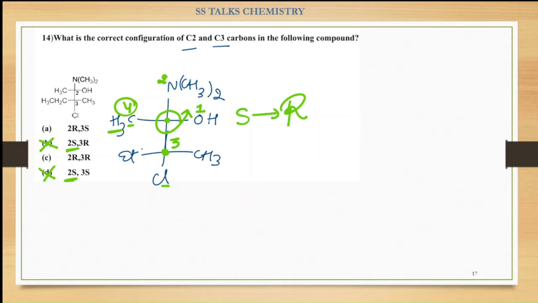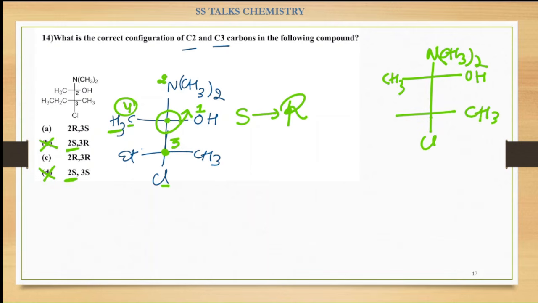Now in a similar way we have to look at the third center, the carbon center they have labeled. So this is N(CH3)2 that is present. Here is this OH group. Here is this methyl group. In this case there is the Cl methyl group. Here this ethyl group is present. Around carbon number 3, chlorine has the maximum atomic number, so this gets the highest priority. Methyl gets the least priority because it is just the methyl group with no further attachments.